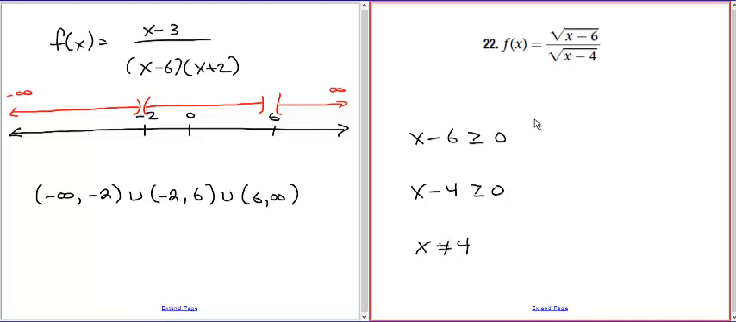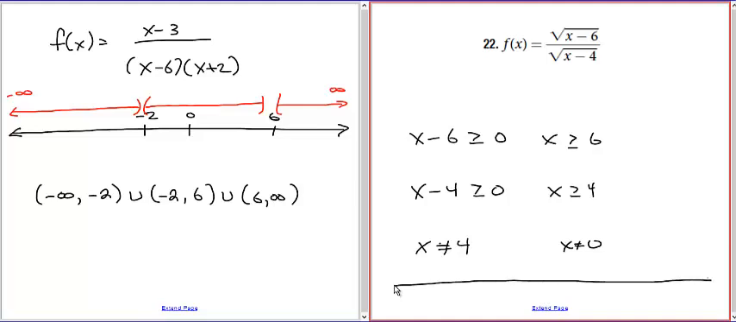So this one applies to the denominator going to 0. This one applies to the argument of the square root being positive. So this says x has to be greater than or equal to 6. This one says x has to be greater than or equal to 4. This says x cannot equal 4.